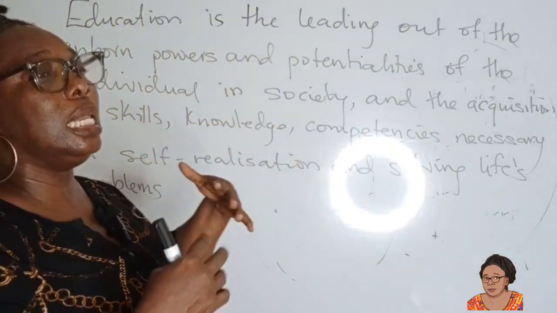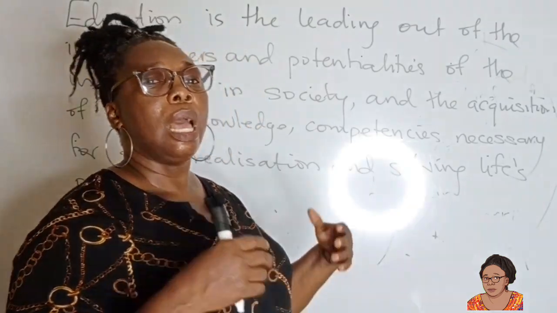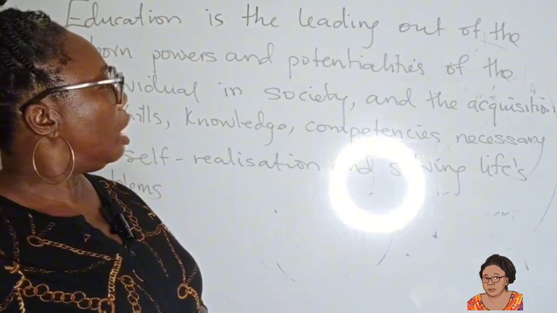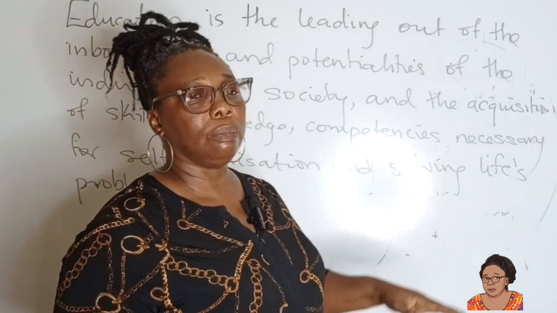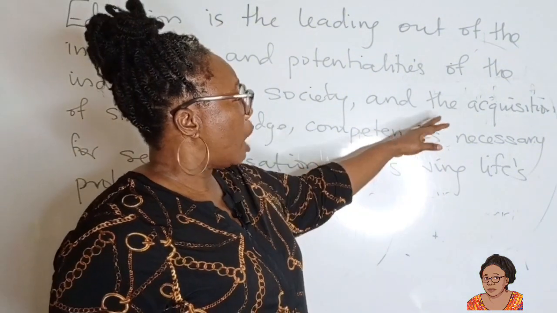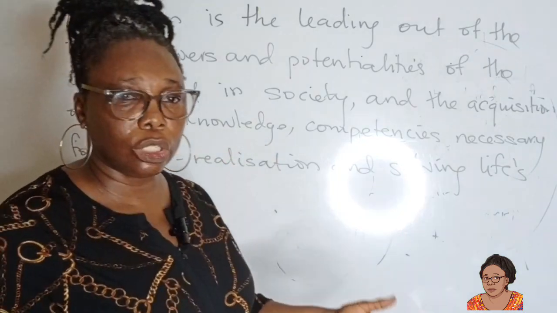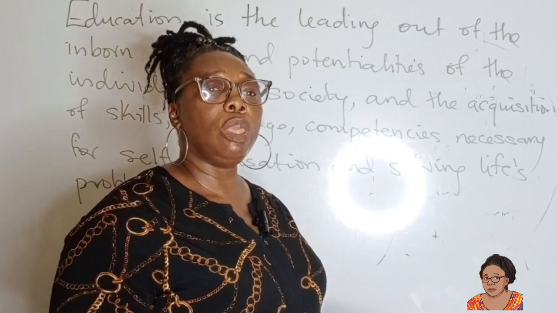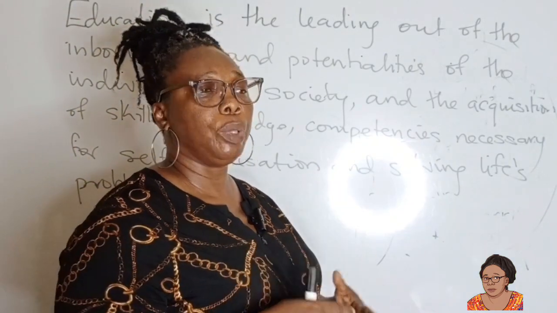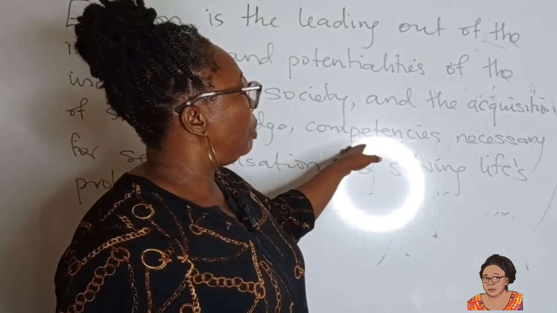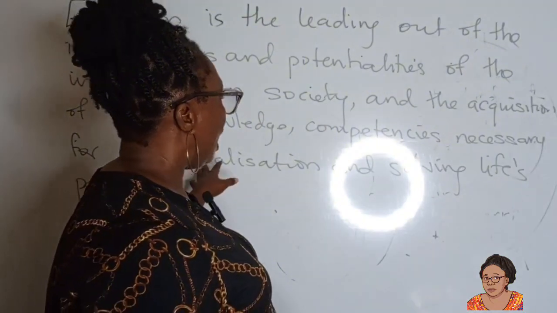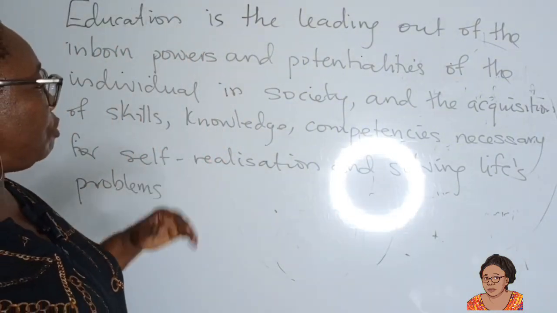It's telling us it's the leading out of the inborn powers and potentiality, that is helping to lead out untapped resources. But it also acknowledges something else, that is not every skill we need to survive that we have. That's acquisition of what? Necessary skills and competencies. When you lead it out, what do you do with it? We use it to acquire skills, competencies, knowledge, whatever, and competencies refer to whatever we need in order to survive and to have our self-realization.